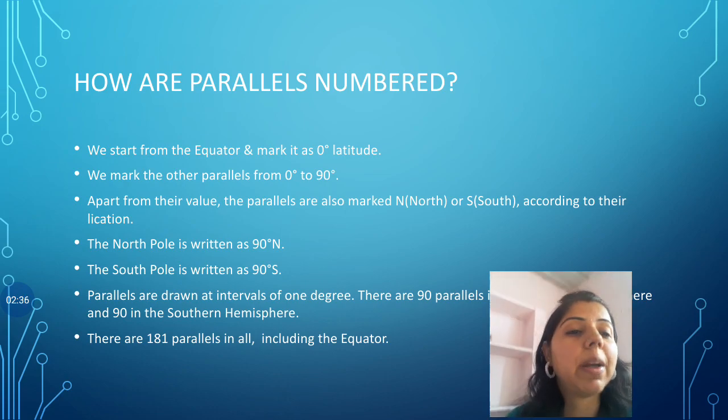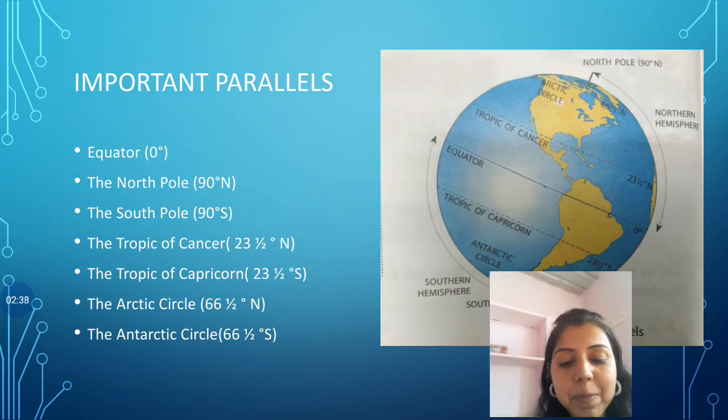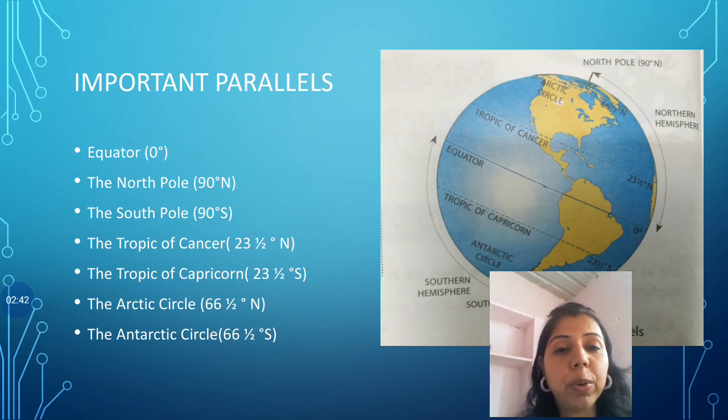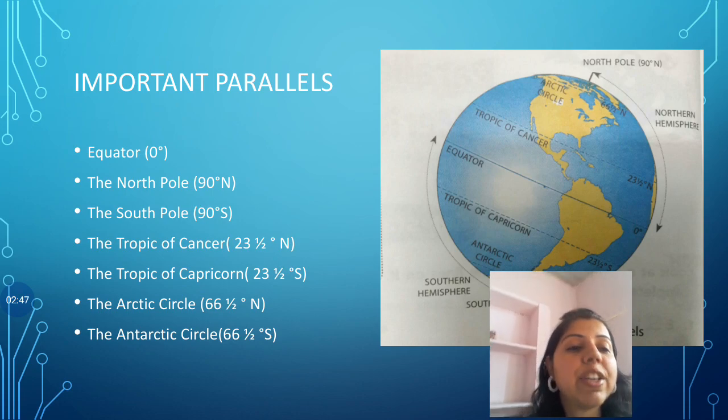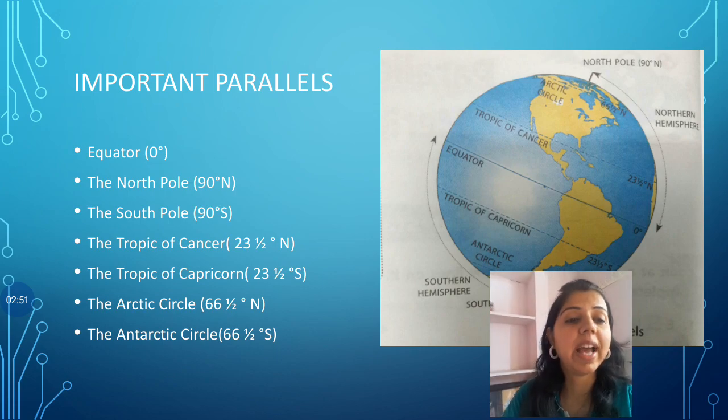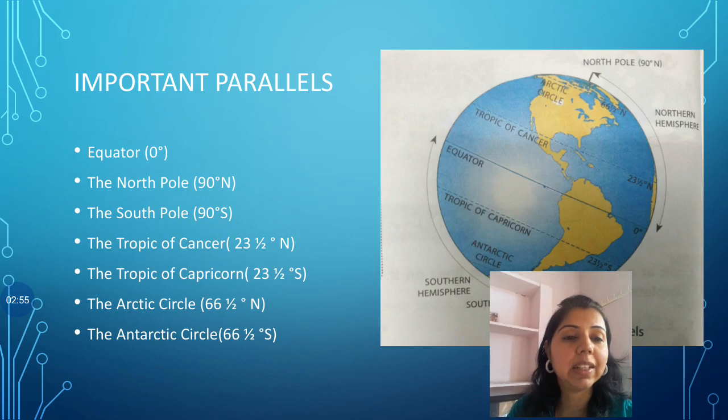Now we are going to see some important parallels. Other than the equator, the north pole and the south pole, some other important parallels are the Tropic of Cancer lying at 23.5 degree north, the Tropic of Capricorn lying at 23.5 degree south, the Arctic Circle lying at 66.5 degree north, and the Antarctic Circle lying at 66.5 degrees south.